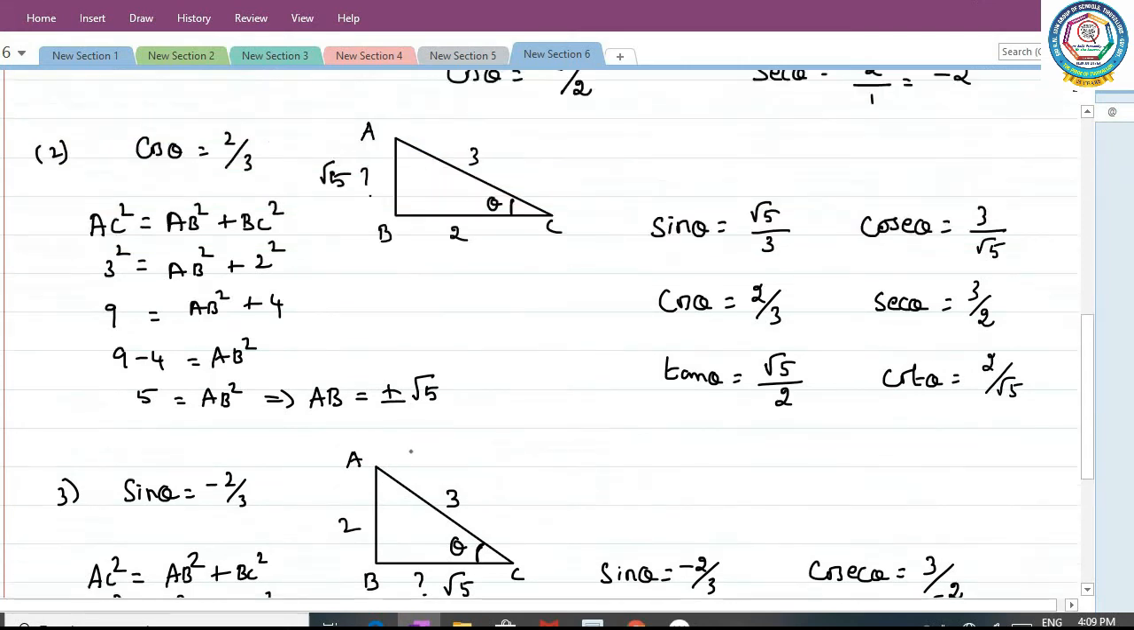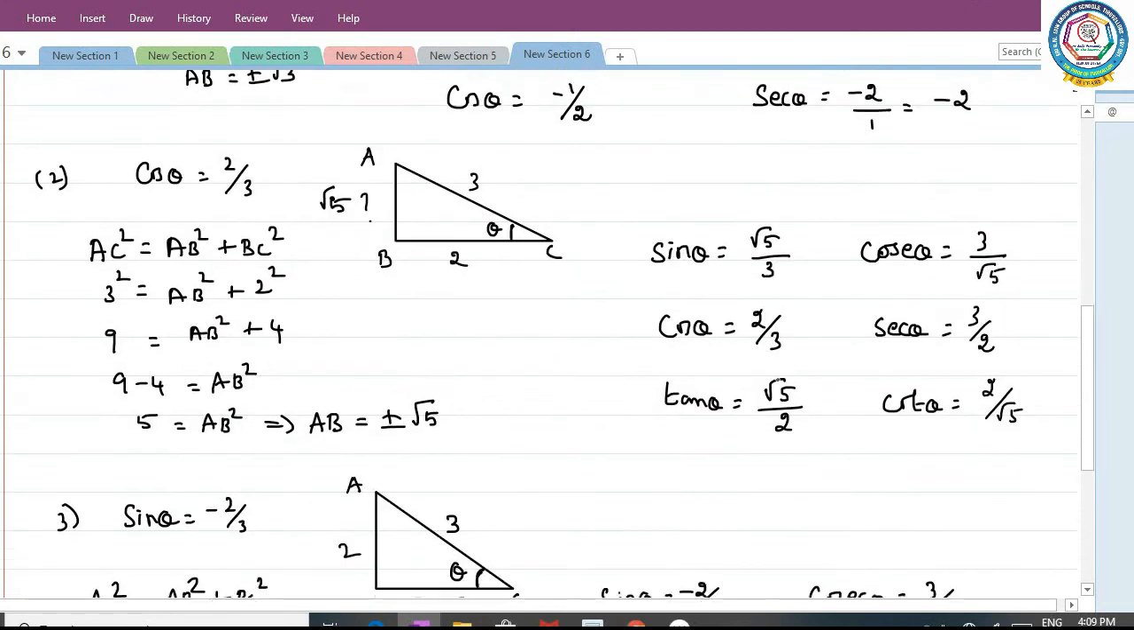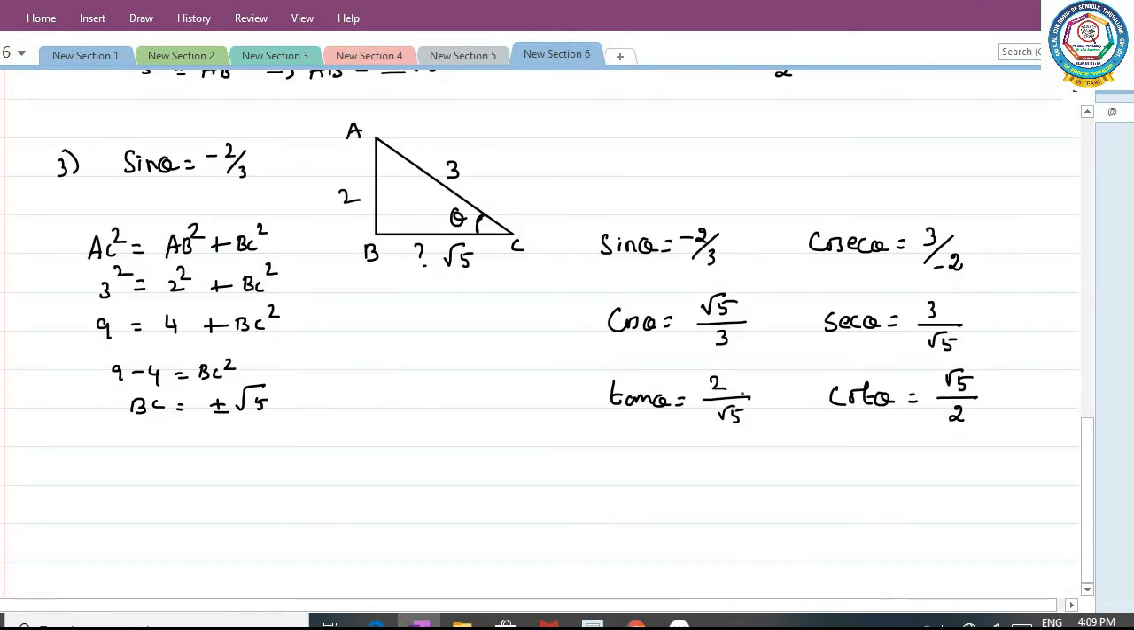Let's see the question. So what is the question given? Sin theta is equal to minus 2 by 3. But theta lies in fourth quadrant. Fourth quadrant means cos and secant are only positive. Cos, secant only is positive. So the remaining terms are negative. Already sin, cosecant is negative. Tan also negative. Cot also negative.